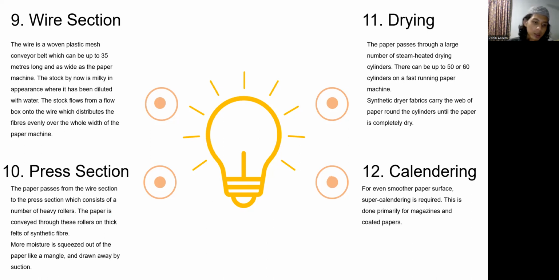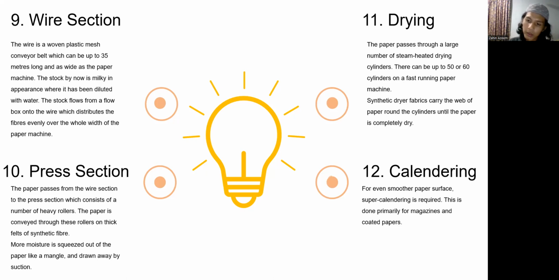After the press section, where the paper has been squeezed and the moisture has decreased, it will go to where we dry the paper. The paper will be passed through a large number of steam heated drying cylinders. There can be up to 50 or 60 on a fast running paper machine. Synthetic dryer fabrics carry the web of paper round the cylinders until the paper is completely dry.